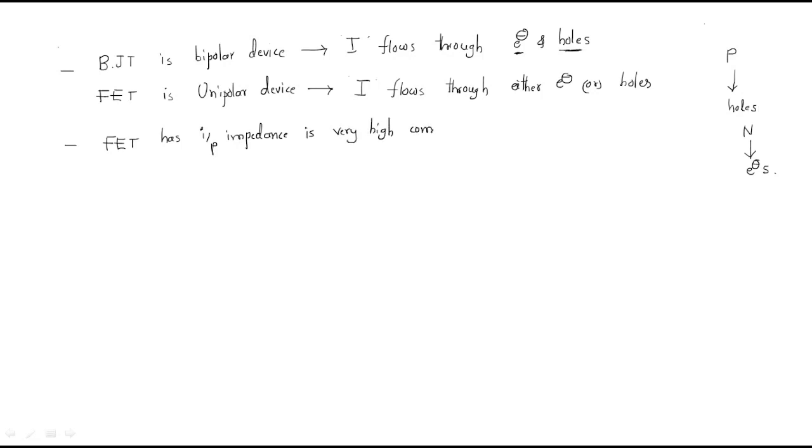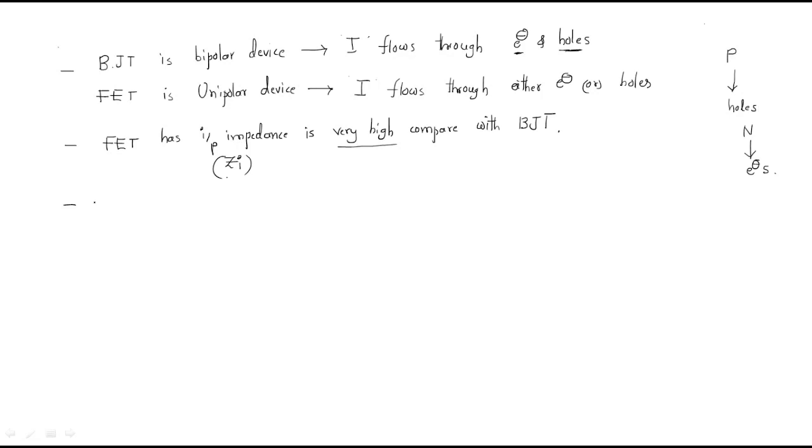Compared with BJT, that means BJT has less input impedance. So this is an important point. FET has very high input impedance. Input impedance, ZI, is very high compared with the BJT. BJT means less.